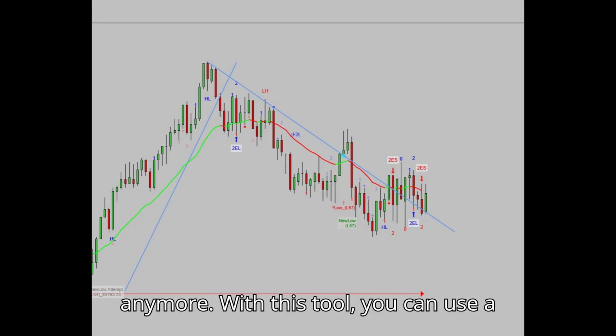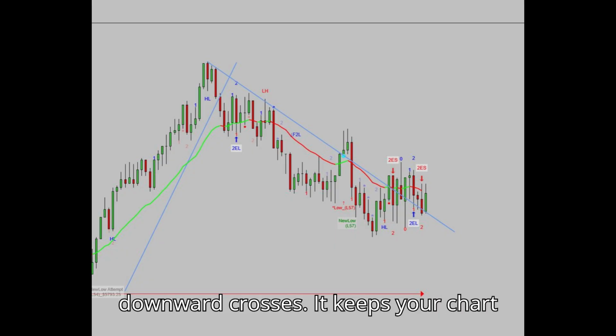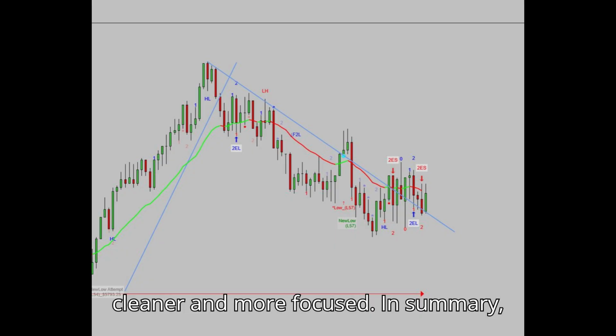With this tool, you can use a single line to track both upward and downward crosses. It keeps your chart cleaner and more focused.